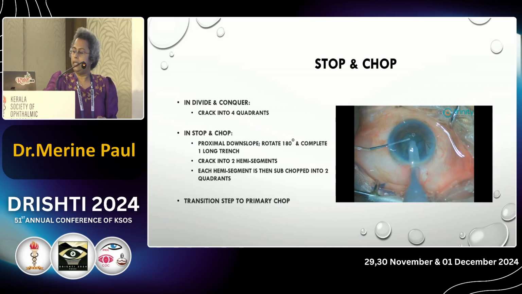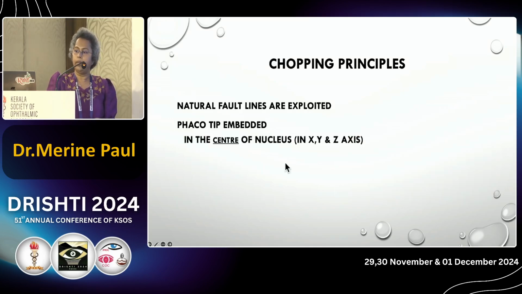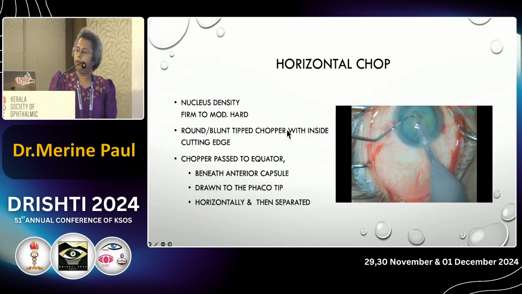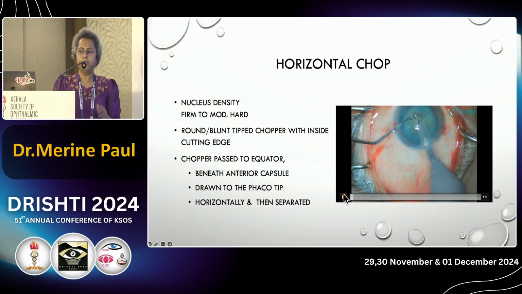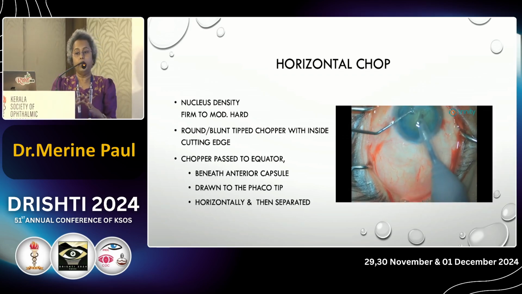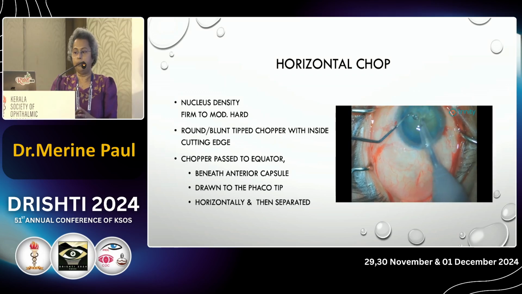So that is a transition step to a primary chop technique. Now, coming to the chopping principle, you always utilize the natural fault lines, and the phaco tip should always be embedded in the center of the nucleus. That is not just in the XY axis, but also in the Z axis as well. There are two types. The easier one is the horizontal chop, but for that you need a really widely dilated pupil, and the nucleus should be of moderate to hard density.